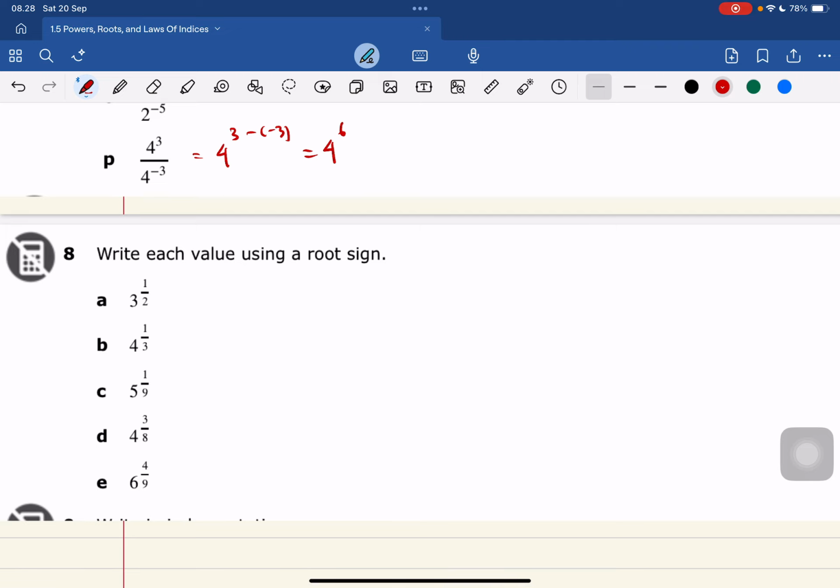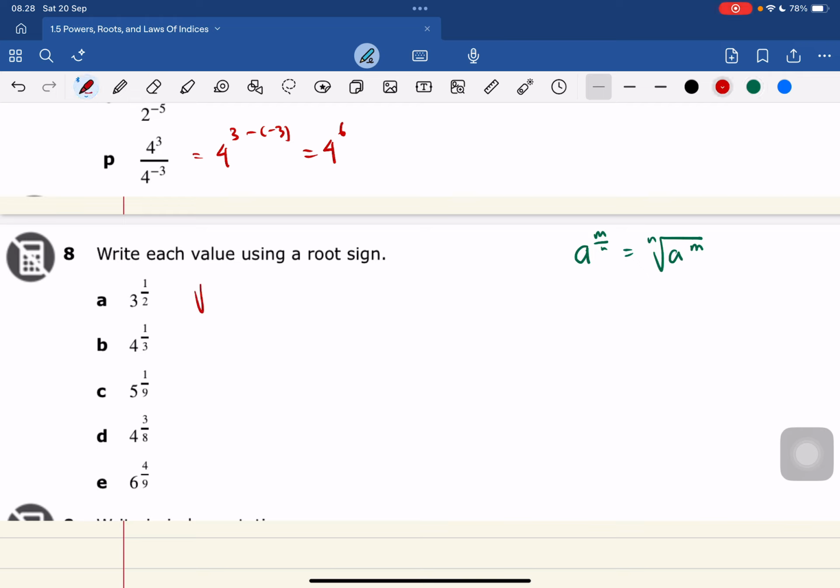Now, write each value using a root sign. So just keep it as a root. This is another formula: A power of m over n is the nth root of A to the power m. So it's going to be A, square root of A. The upper number, we will write it here. The second number is going to be right here.